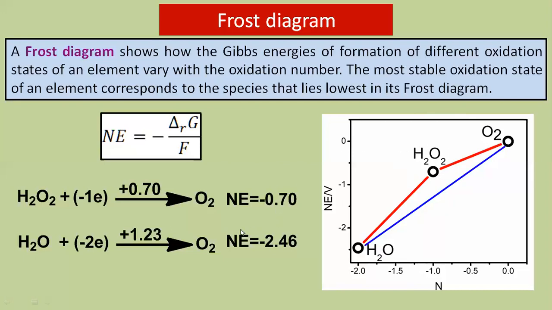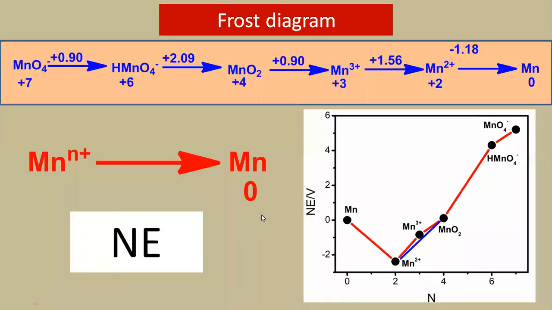Okay, so again I will give one more example, of manganese, which is very important. I already described manganese in the Latimer diagram also. Now here, if you want to plot this diagram, there are lots of things you have to do. It's not something you can make quickly. You need to first determine all the reactions like this.